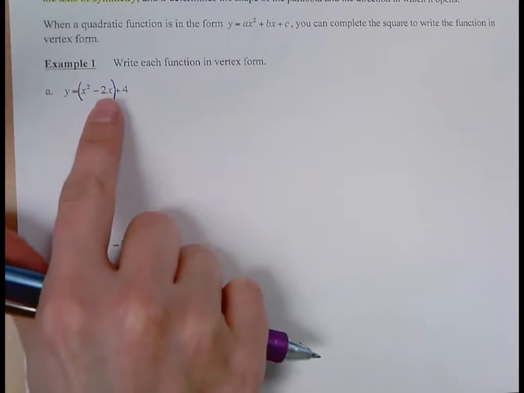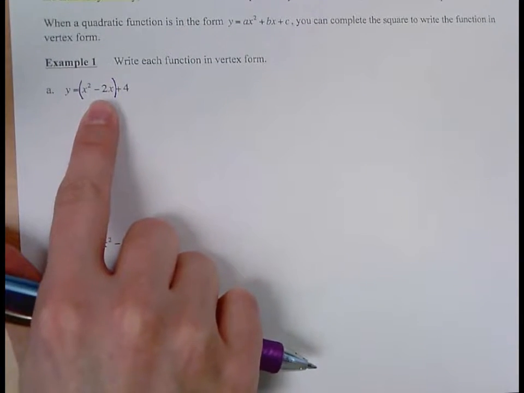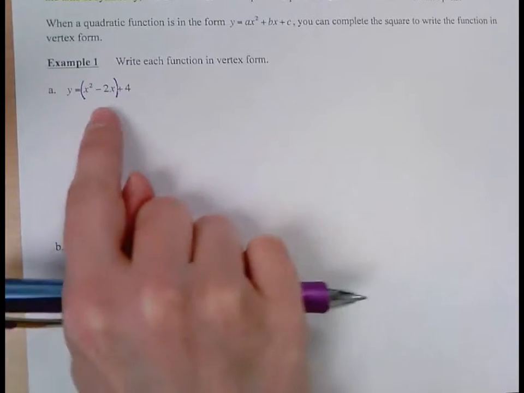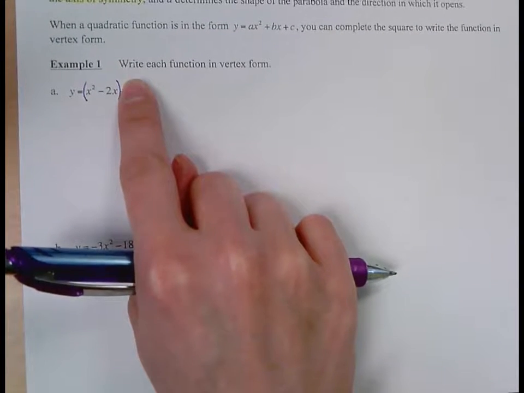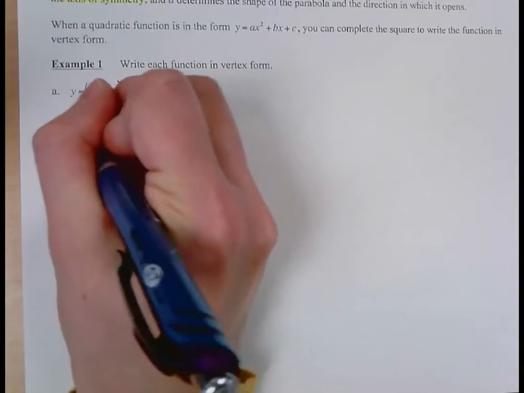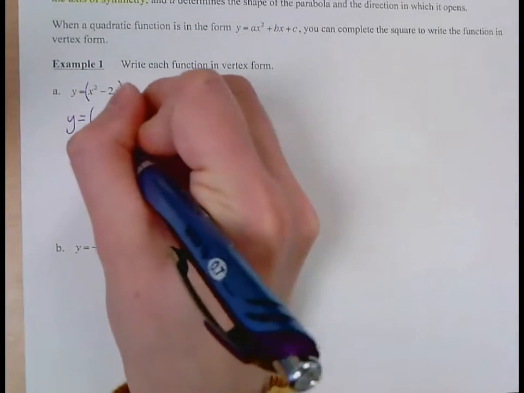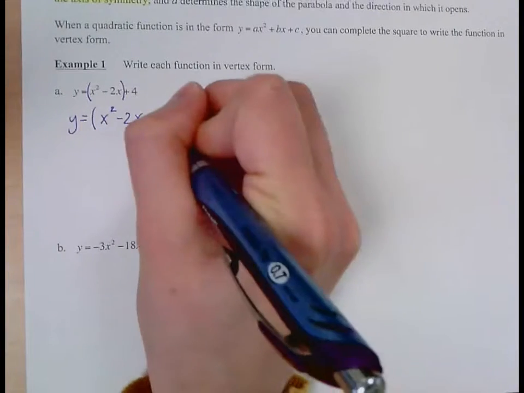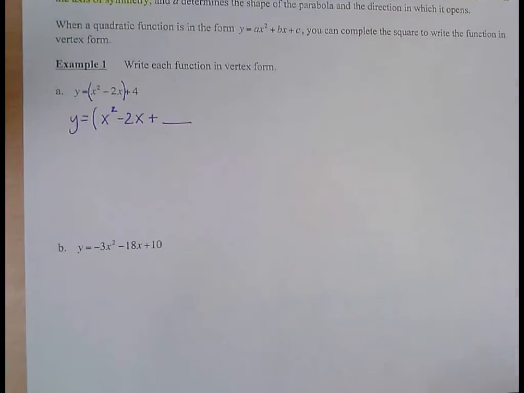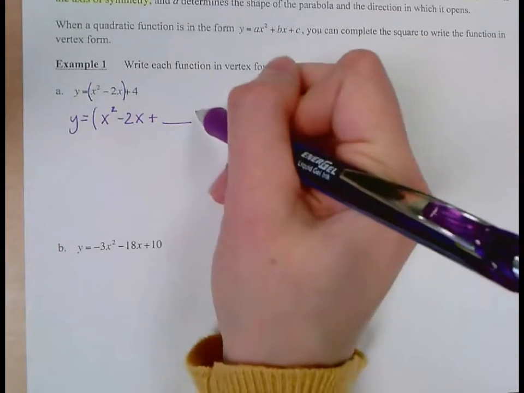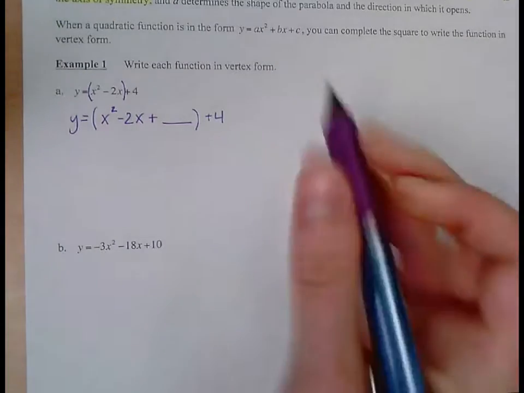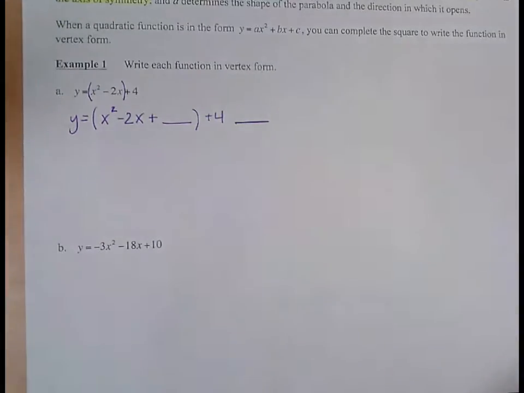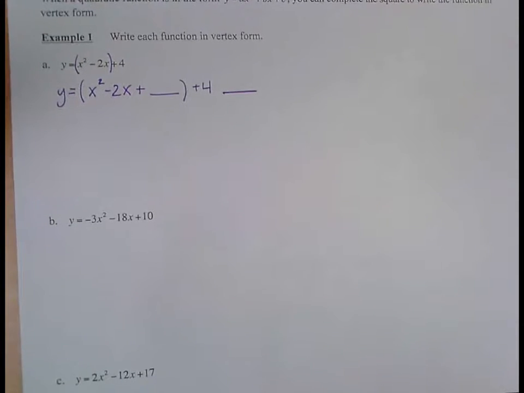And what you want to do with your x squared minus 2x, again ignoring the 4, is turn this into a perfect square trinomial. So you want to find a value of c to add on to the end that would make it a perfect square trinomial, complete the square. So I'm going to rewrite this, still in parentheses, as x squared minus 2x, but then I'm going to put a plus blank because I want to find that value that will complete the square. Close the parentheses. I still have the plus 4 on the outside. And then I'm going to add another blank, and I'll talk about what to do there.